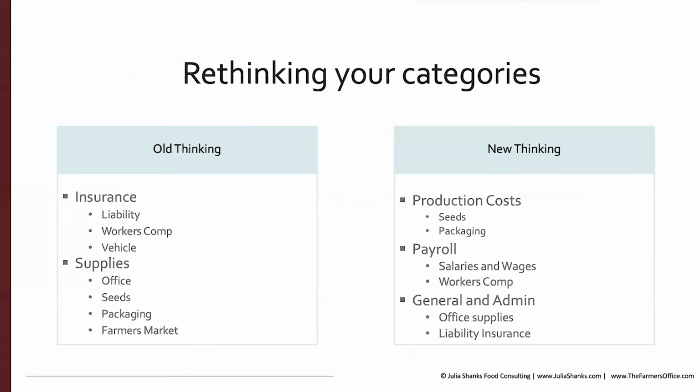So I want you to rethink how you organize your categories. The old thinking would be to group insurance together or group supplies together, but we don't necessarily see your cost of production because things get broken out in odd ways. I want you to think about things in terms of meaningful categories such as production costs, payroll costs, and general and admin costs, and group things according to ways that are going to make sense to you and help you analyze the health of your business.